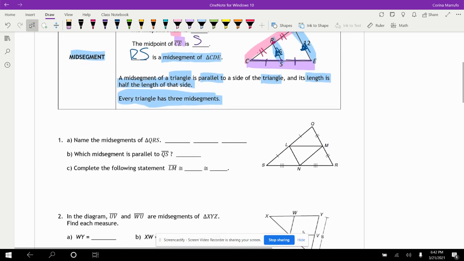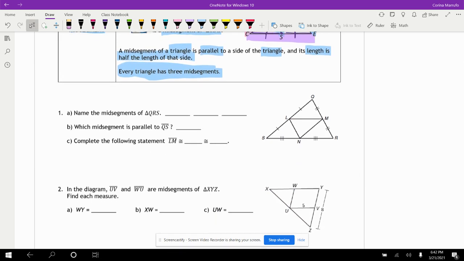Okay. So here it says, name the mid segments of triangle QRS. Okay, so the mid segments here we have LM. That's one of the mid segments. Remember, we put a little segment symbol on top. The other one is going to be from M to N, so here I'm going to put MN. And then the last one is going to be L to N.